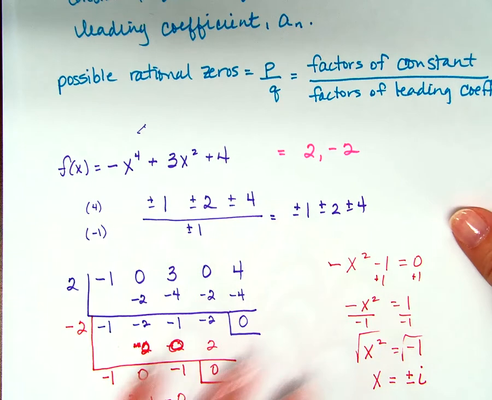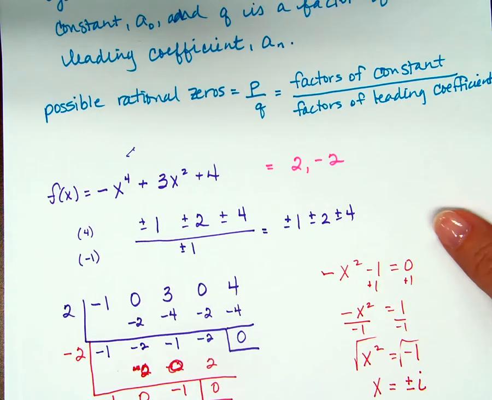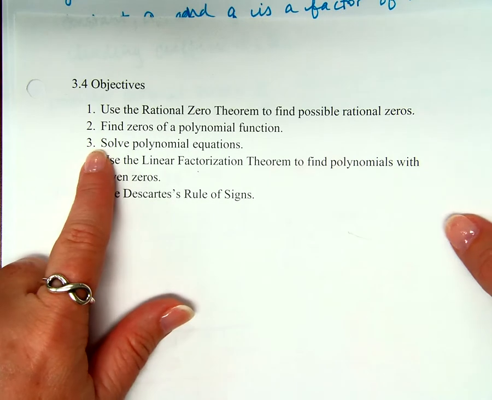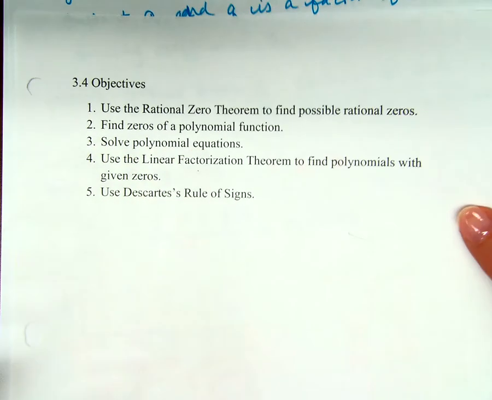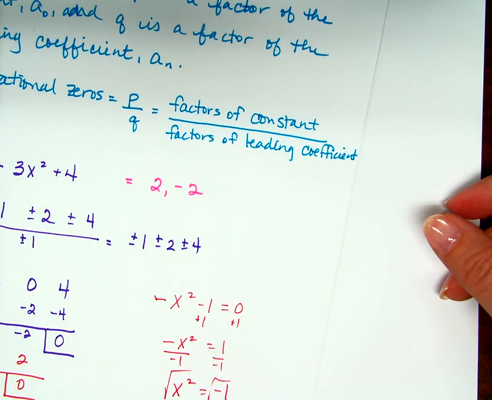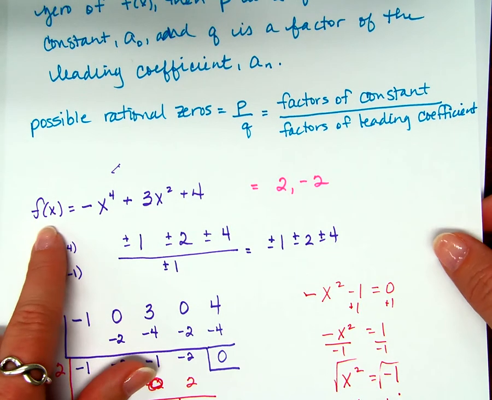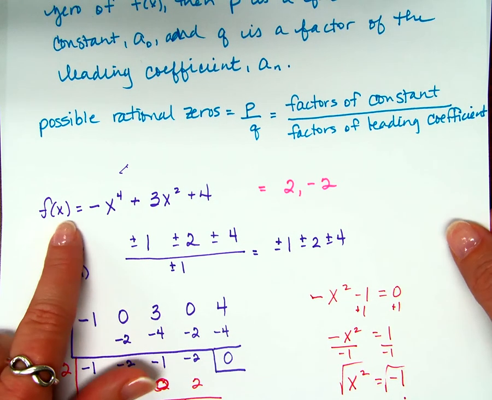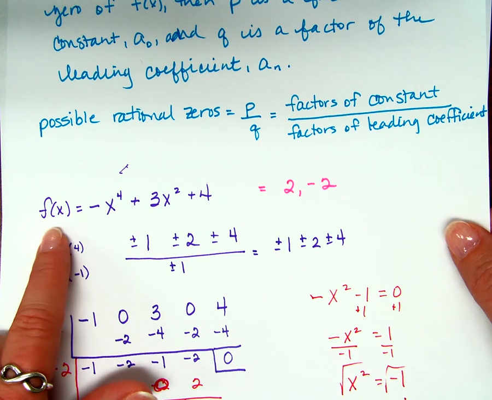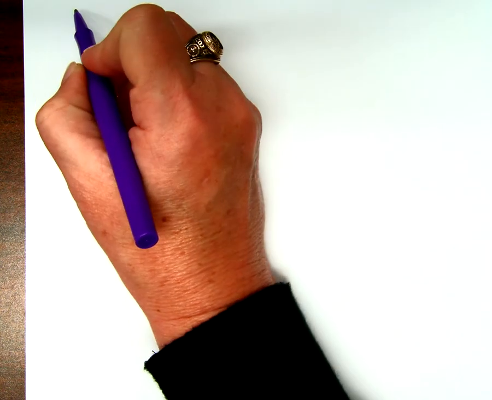Because we already got some good work going on here on this problem, so we can talk about objective number 3. Solve a polynomial equation. Well, this wasn't given to us as an equation to begin with, was it? It was given to us as, well, it's an equation, but it's more like we're trying to graph it than we are to solve it, right? So what if I actually gave it to you like this?